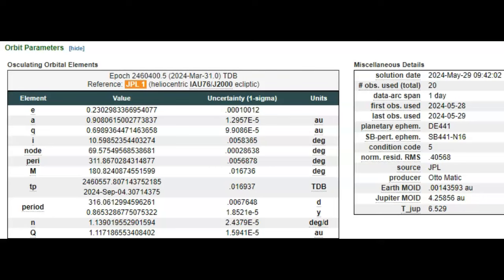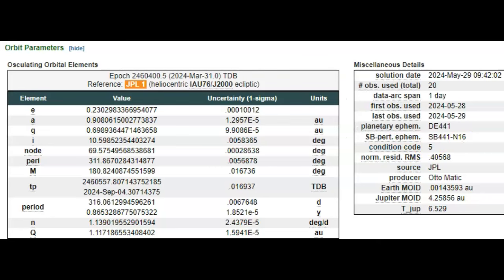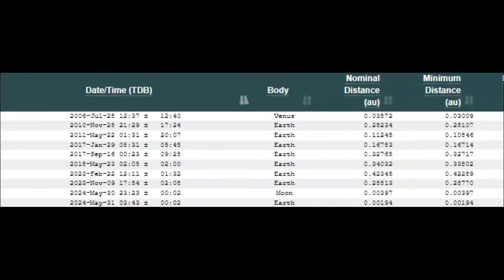And they sure have a very low condition code for having only 20 observations and first seen this space rock yesterday. Condition code of 5 is right in between certainty and highly uncertain. I would expect the condition code to be much higher with only 20 observations. It was, of course, spotted by our automatic software. Thank God, right?